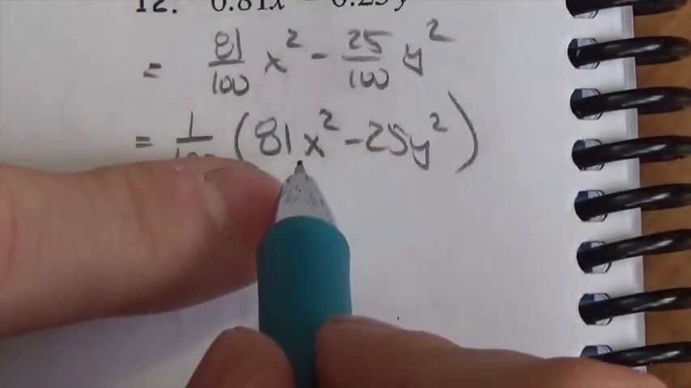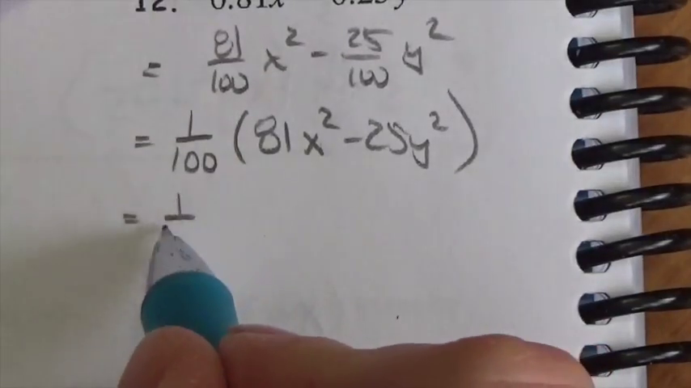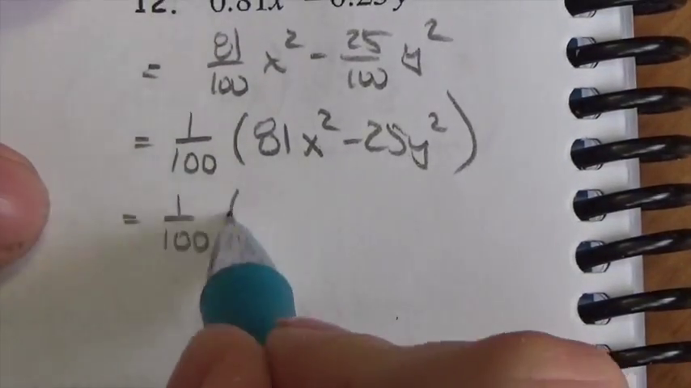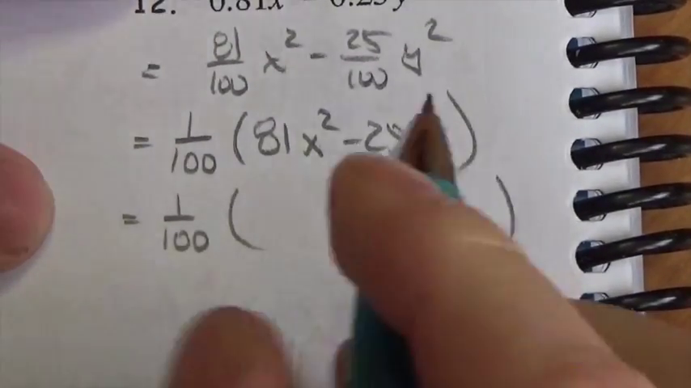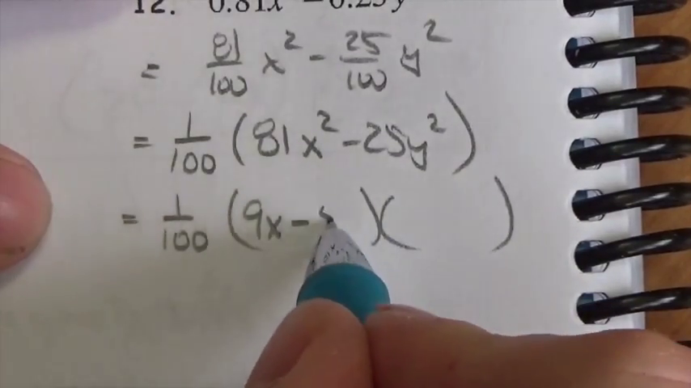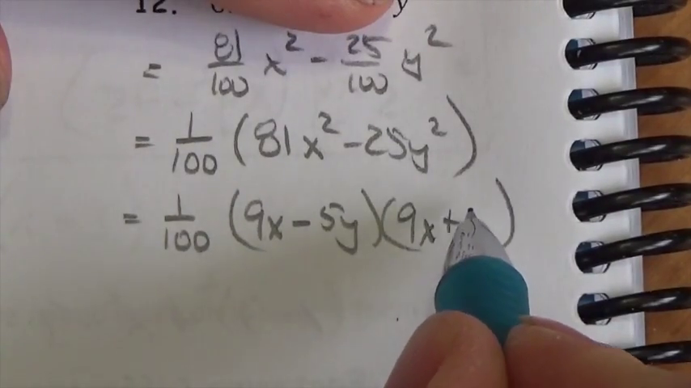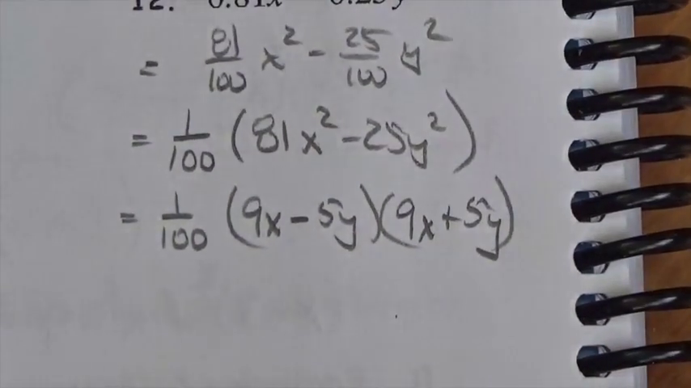And now I can recognize right away that I've got a difference of squares here. Can't get rid of the 100th, I've got to keep that there, but now I've got the two terms, and the square root will be 9x minus, and then the square root would be 5y. And then I'll write the conjugate down by writing 9x plus 5y. Okay, and there you go.